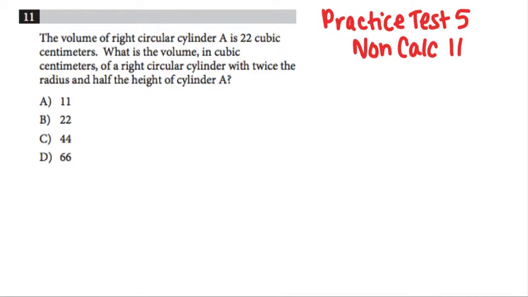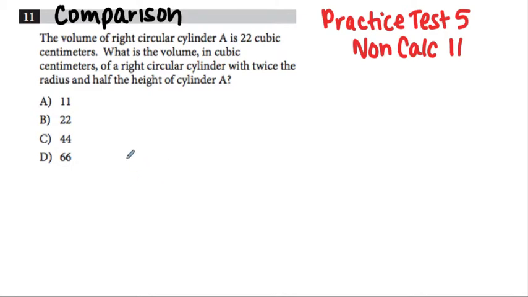So this one says the volume of a right circular cylinder A is 22 cubic centimeters. What is the volume in cubic centimeters of a right circular cylinder with twice the radius and half the height of cylinder A? So this I like to call a comparison question. You actually have to do a comparison to see what's going on.